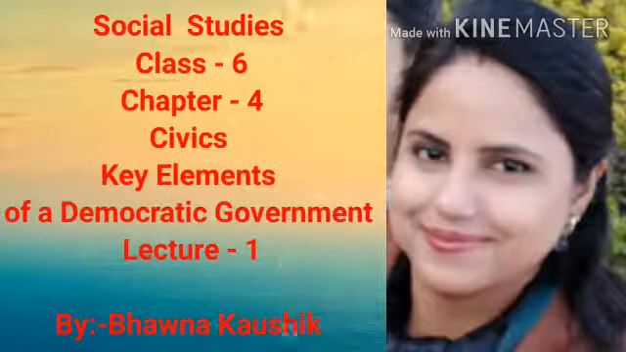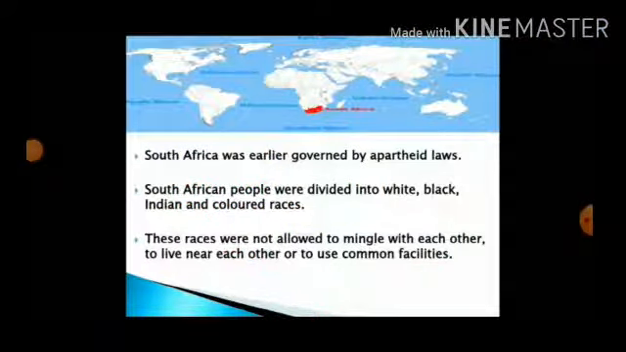Children, in the previous chapter, that was chapter number 3, we had studied what is government, elements of government, organs of government, types of government. All these things we have studied in the previous chapter. Now in this chapter we are going to study how the various elements influence the working of democratic government. Children, the chapter begins with an example of South Africa.